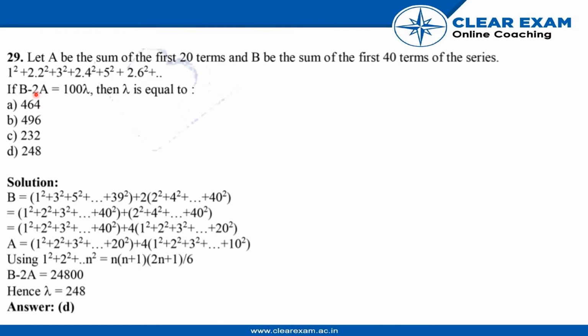The problem states: let A be the sum of the first 20 terms and B the sum of the first 40 terms of the given series. The series is given as this. Now, what we need to find is the value of lambda if B minus 2A is equal to 100 lambda.